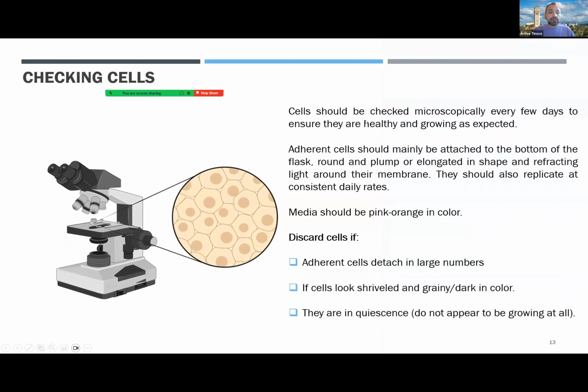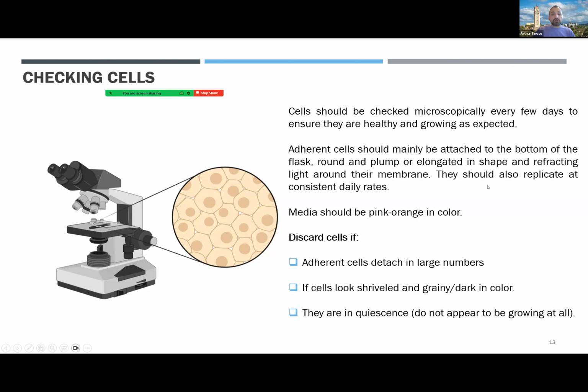So if you work with adherent cells, you should have a picture of what they look like when they are adherent to the surface of the actual plate. So this is just a representation of cells adherent. You will see it under the microscope. So adherent cells should mainly be attached to the bottom of the flask. They may appear round and plump or elongated in shape, and they would reflect light around their membrane.